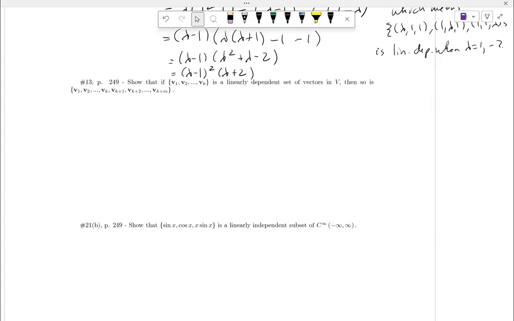Okay, so that's one of the equivalent conditions for being linearly dependent: one of the vectors is a linear combination of the others. Let's see if we can work with that. Let's say your Vk is c1 v1 plus c2 v2 out to c(k-1) v(k-1).